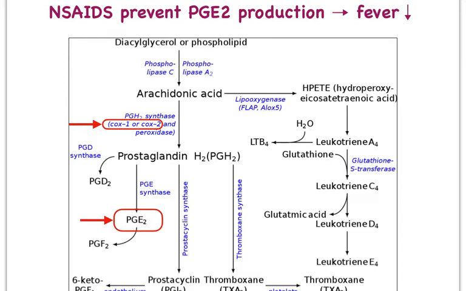And remember too that we often might take a fever reducing medication, and those medications are typically going to impact COX-1 and COX-2 enzymes, which prevent the conversion of arachidonic acid into PGE2.